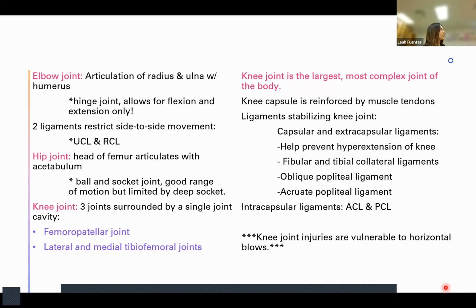Our knee joint is our largest, most complex joint of the body. The knee capsule is reinforced by muscle tendons and ligaments stabilizing the knee. The joints include the capsular and extracapsular ligaments. These help prevent hyperextension of the knee. We have the fibular and tibial collateral ligaments, the oblique popliteal ligaments, and the arcuate popliteal ligaments. And then our intracapsular ligaments are our ACL and PCL. So the anterior cruciate ligament and then posterior.